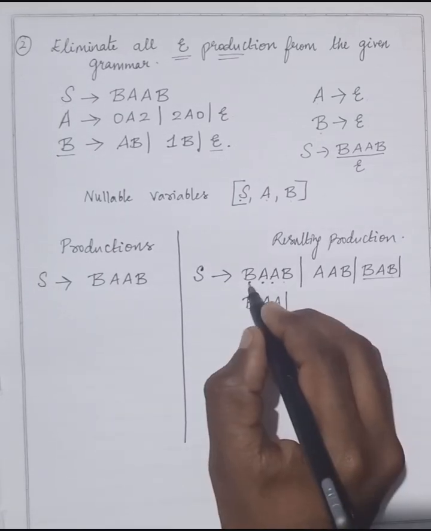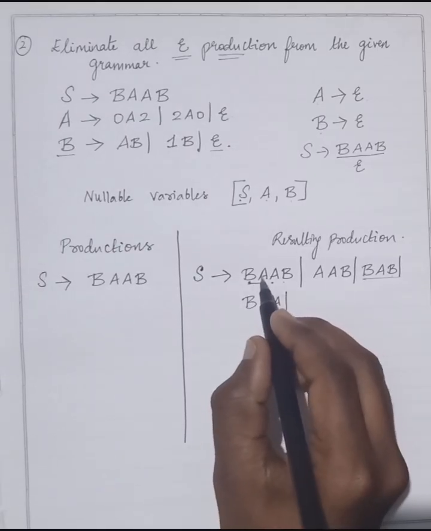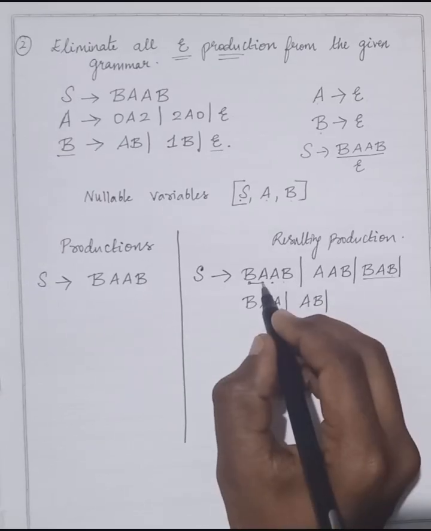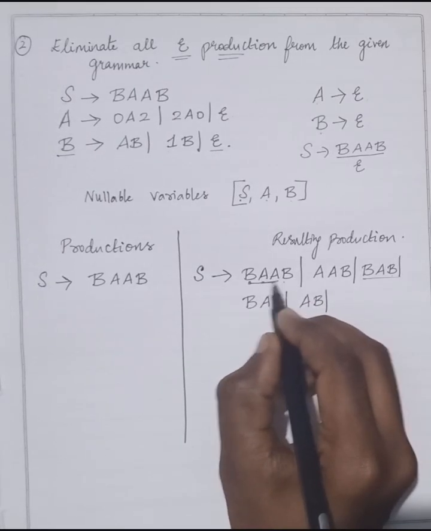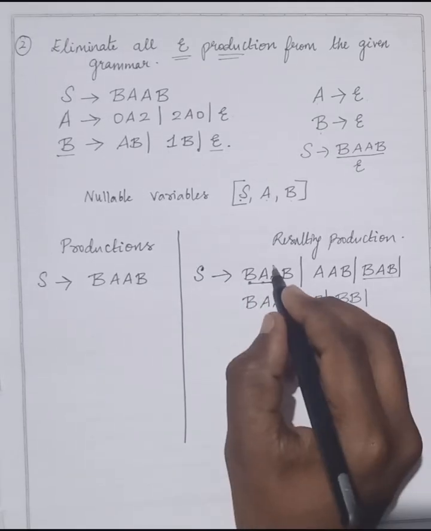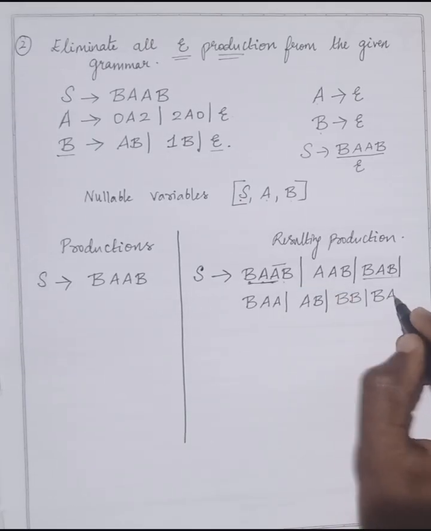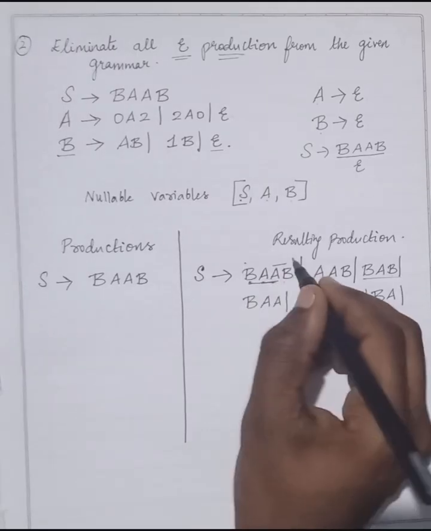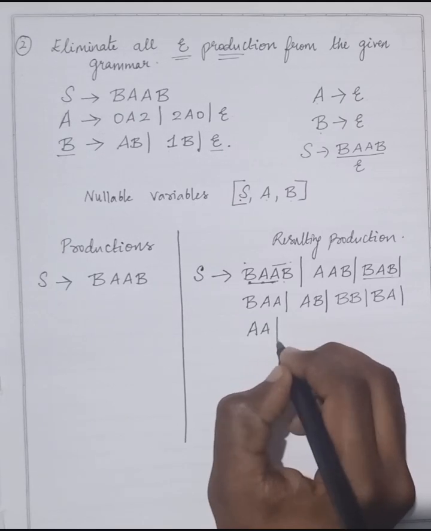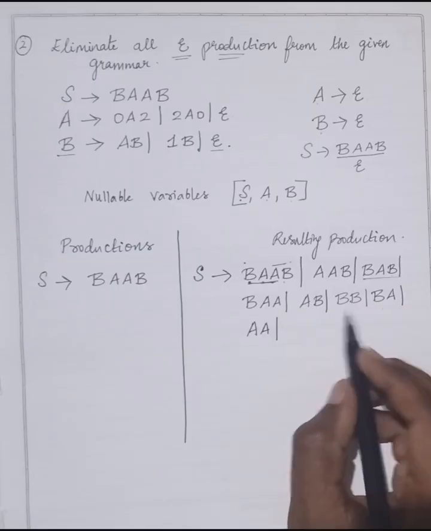Now we'll take two substitutions. If we substitute B and A together as epsilon, we'll get an AB combination. In the same way, if you take this A and A as epsilon, we'll get a BB combination. Then if you take this BA as epsilon, we'll get a BA combination. Then the first B and the last B, if you substitute epsilon, we'll get the AA combination. Now we are done with two.